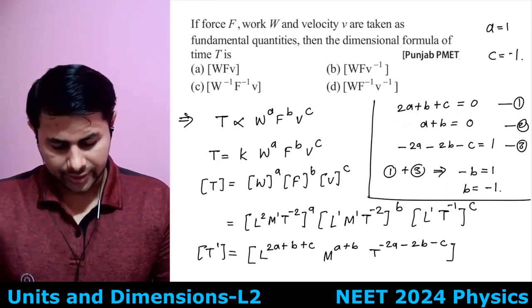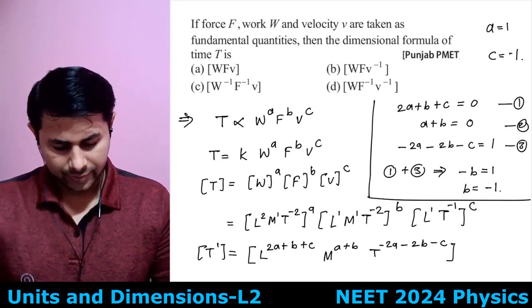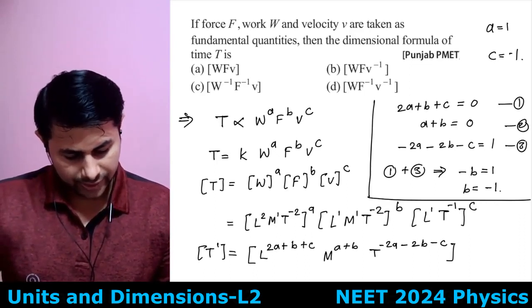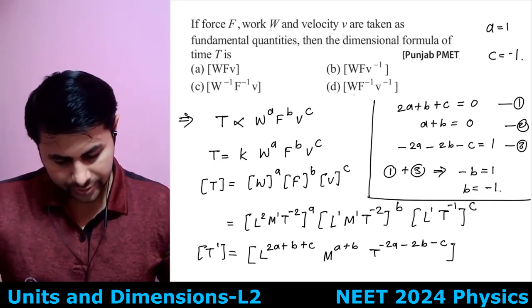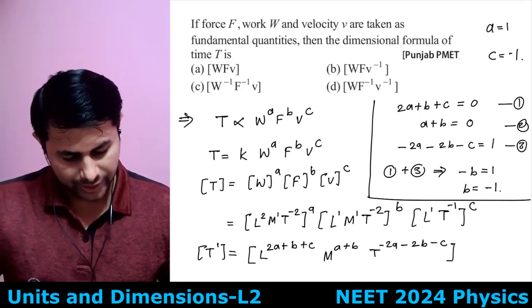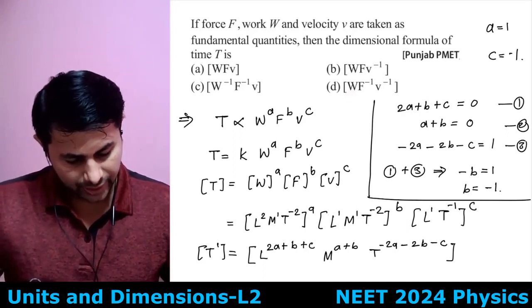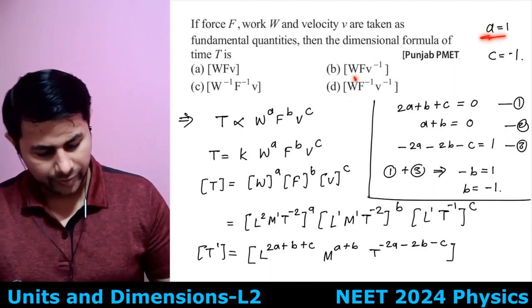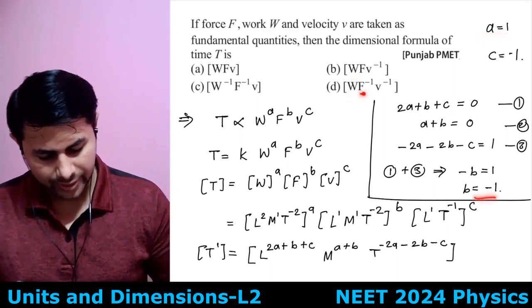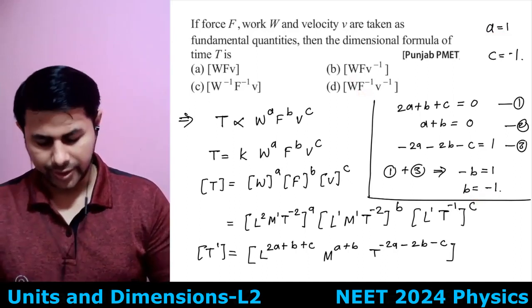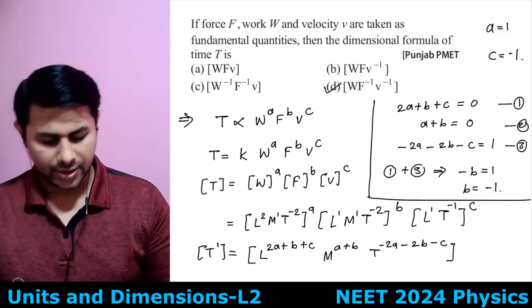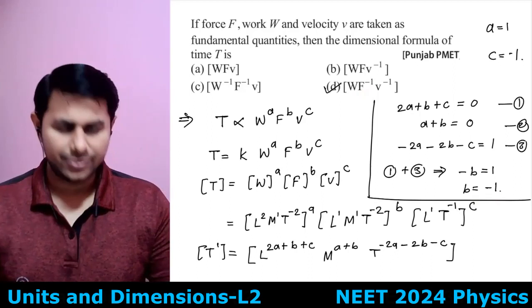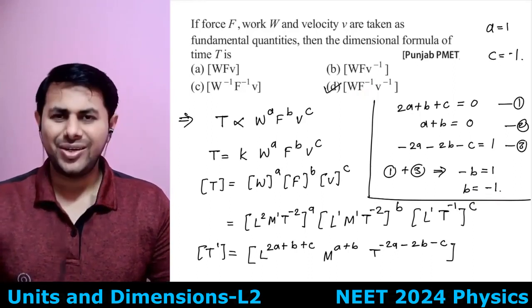Okay, so which is the answer? Option D. W raised to A, A is 1, then F raised to minus 1, and V raised to minus 1. Correct. So option D is the answer. Yes, this way we can solve it.